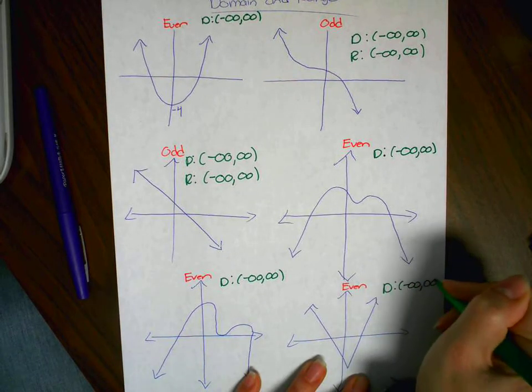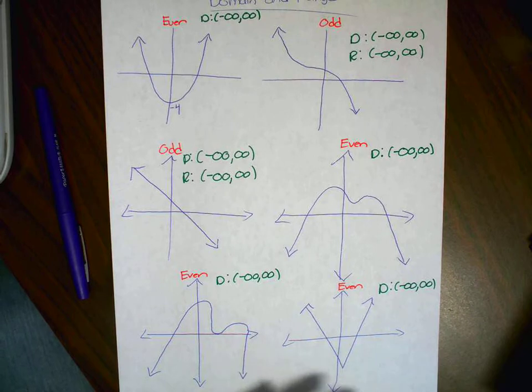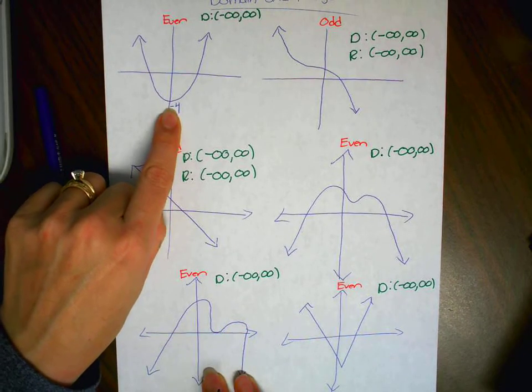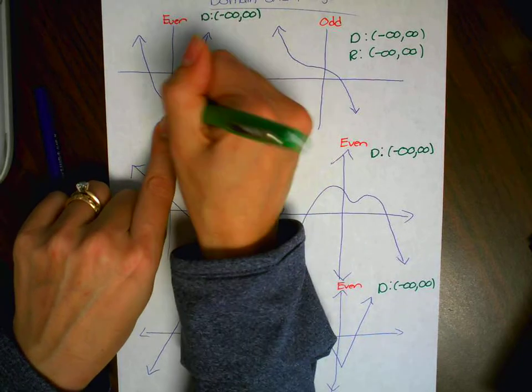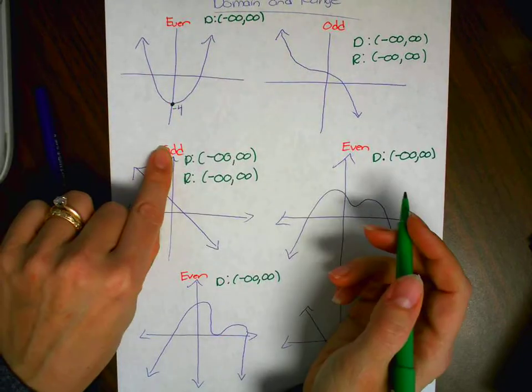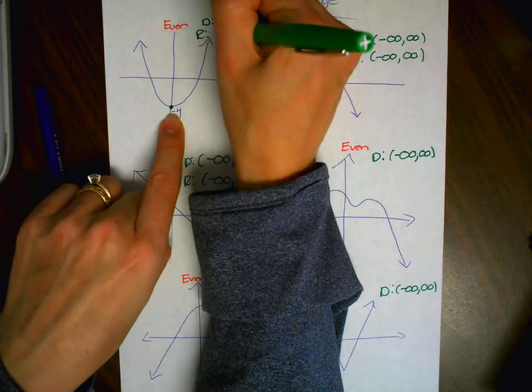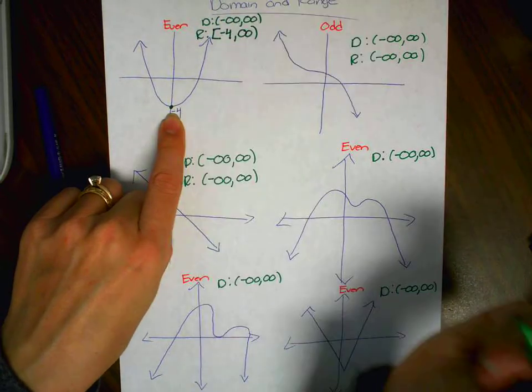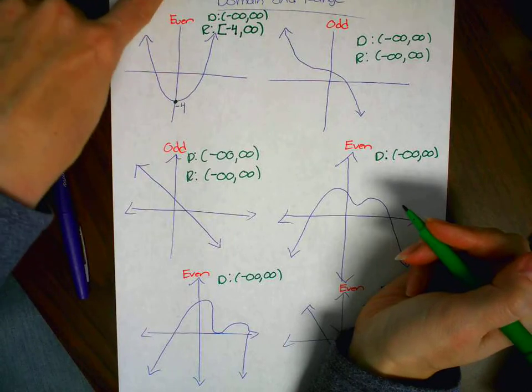However, my range is not the same for this one because you can see right here, I am not going any farther. If this hits right here at -4, I am going no lower than -4. So on this one, my range, I start at -4 and then I go to infinity. All the way, I keep going forever.